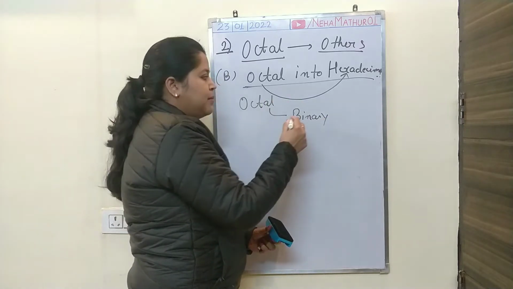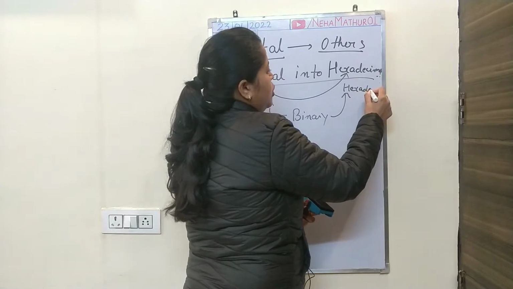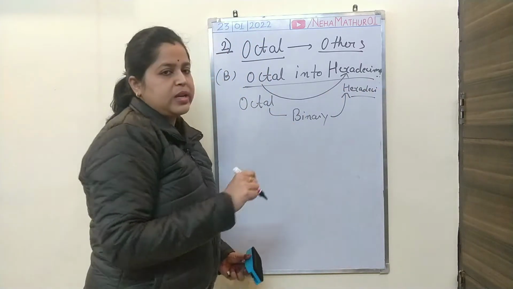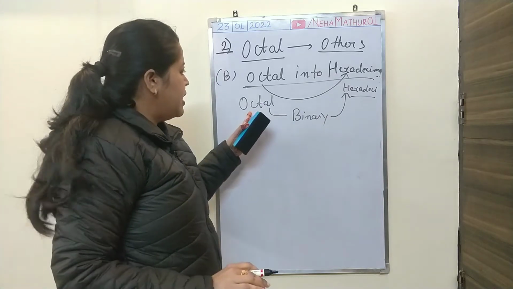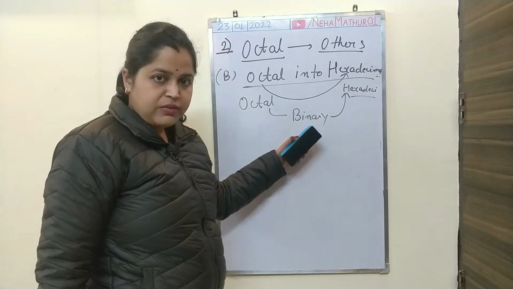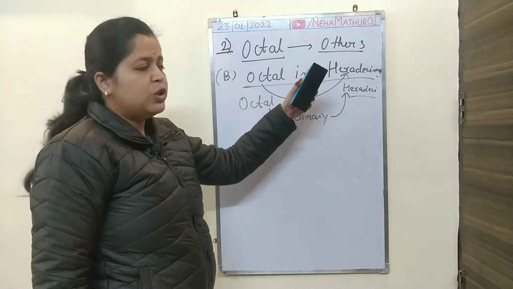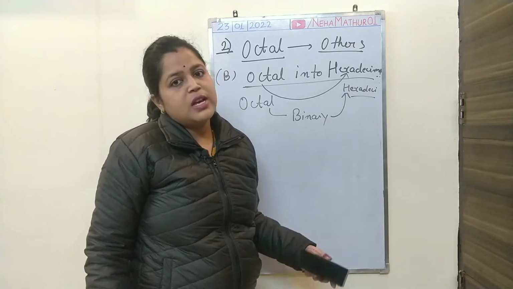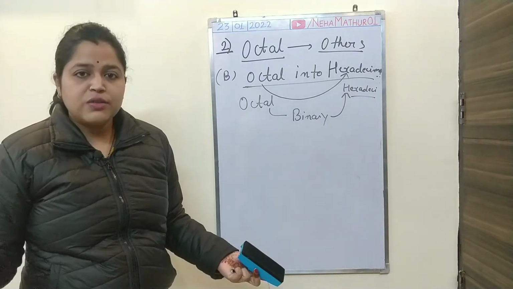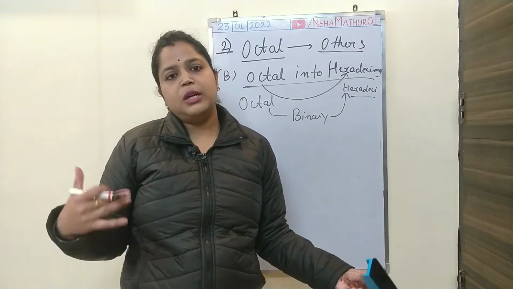After that, that binary is going to be converted into hexadecimal. So the direct conversion of octal to hexadecimal is not possible. You will have to follow a hierarchy. For that we have to convert octal into binary first, which I just told you in the last conversion from octal into binary, and after that you will have to convert binary into hexadecimal, which I already told you in my last video, in which I told you how you can convert any binary number system into others.